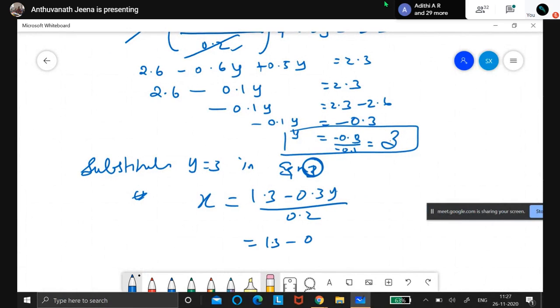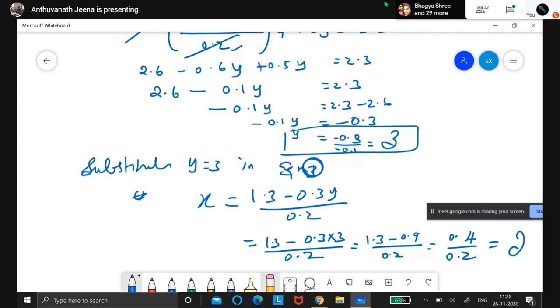1.3 minus 0.3 into 3. So what will you get? 0.9. 1.3 minus 0.9, when you subtract you get 0.4. 13 minus 9 is 4, right? Divided by 0.2. So the answer should be very careful. Again 2. Don't put 0.2 there. If you have a doubt, multiply these two and see whether you get this answer. Like that you should check.